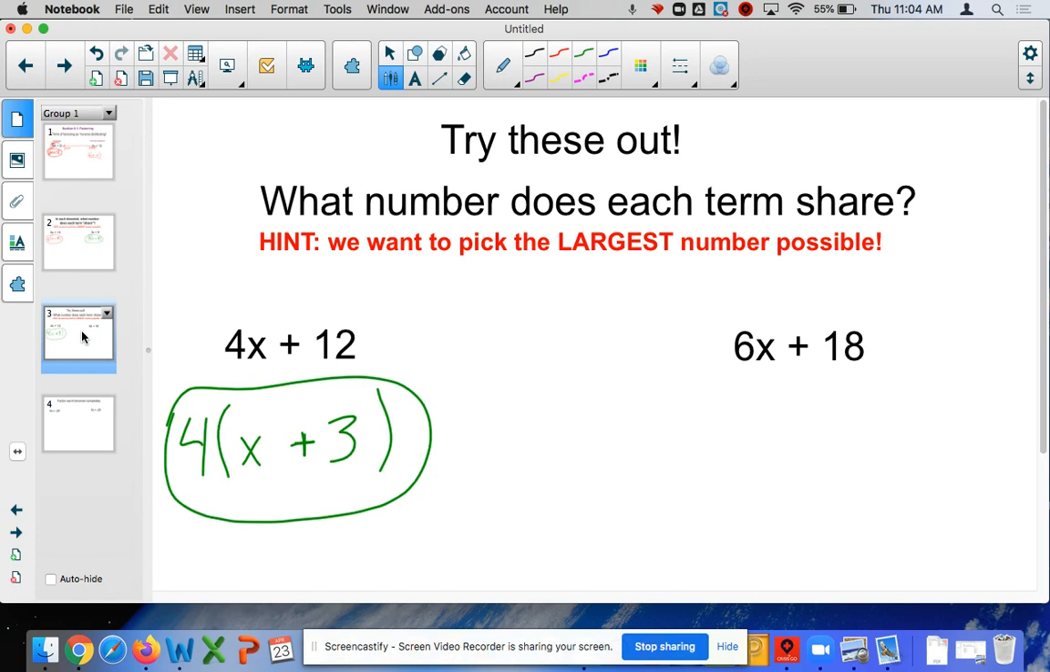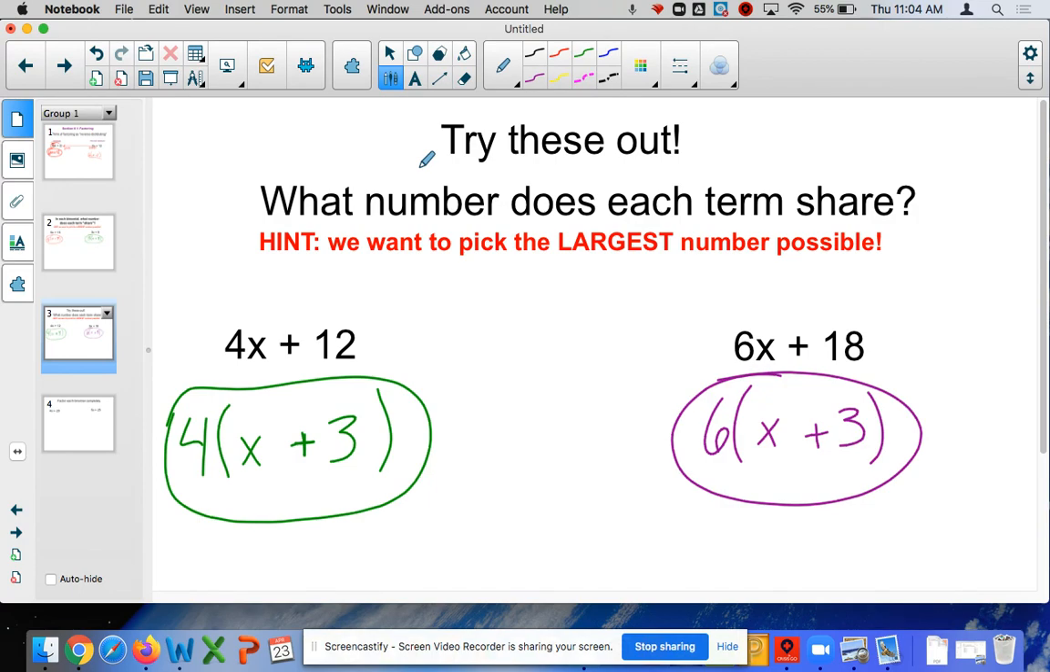6x plus 18. What is the largest number that both of them share? Yeah, you may notice that they're both divisible by 3, but is that really the largest one? No, it's not. There's something a little bit bigger. I can actually factor out a 6 out of both of them, because 6 divided by 6 is 1, so 6 times x gets me 6x. You can do 18 divided by 6, and what do you get there? We get another 3. So 6 times x plus 3.